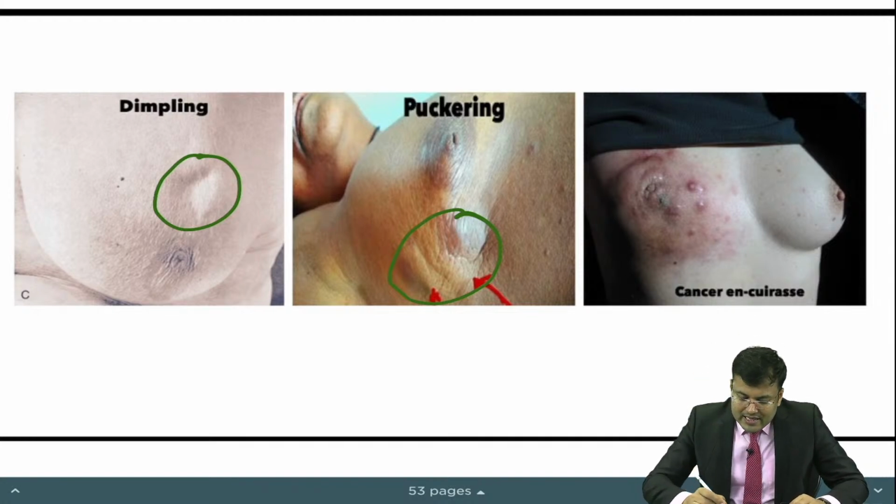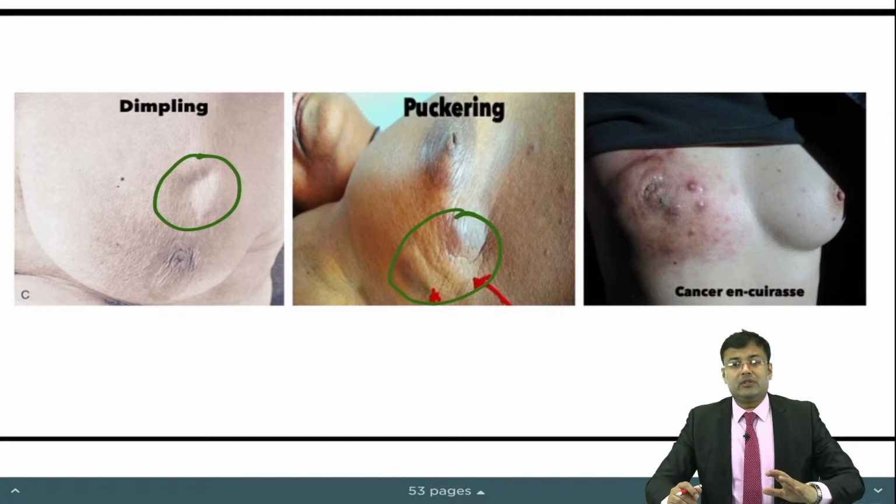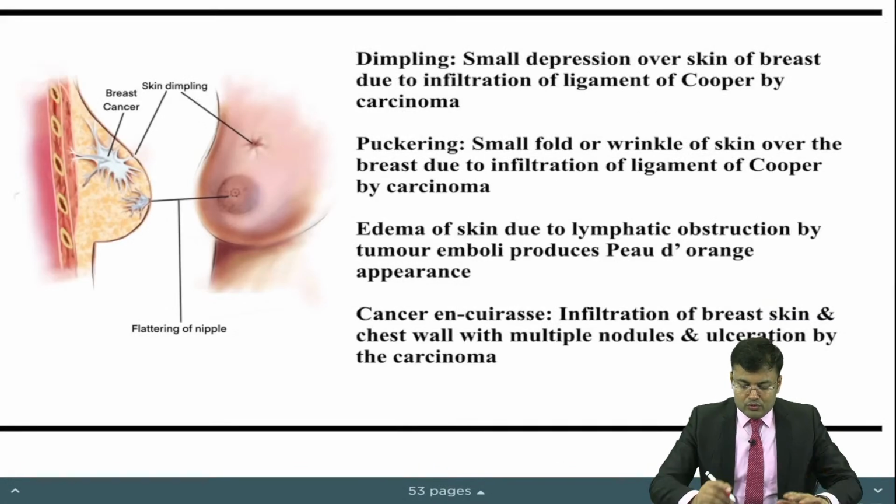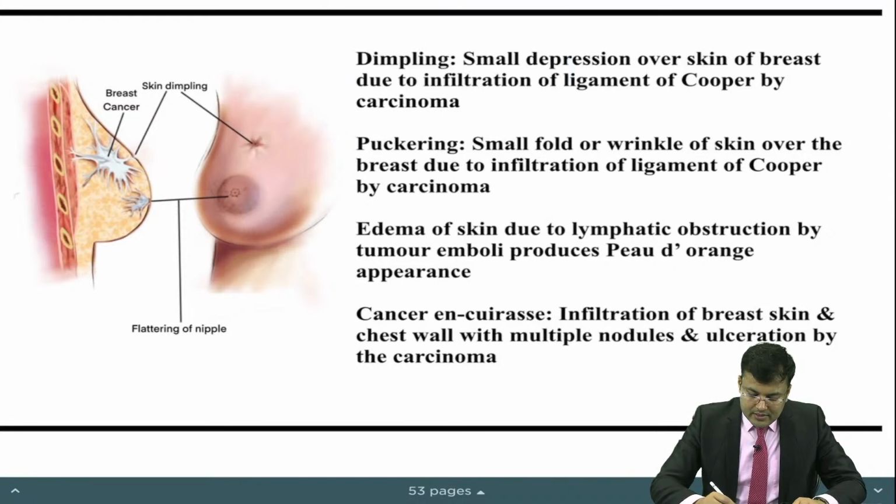What is cancer en cuirasse? Here you can see there are multiple nodules and ulceration. There is involvement of breast skin and chest wall. So that is cancer en cuirasse. So 2 questions. First, in dimpling and in puckering, in both there is involvement of which ligament? There is involvement of ligament of Cooper.